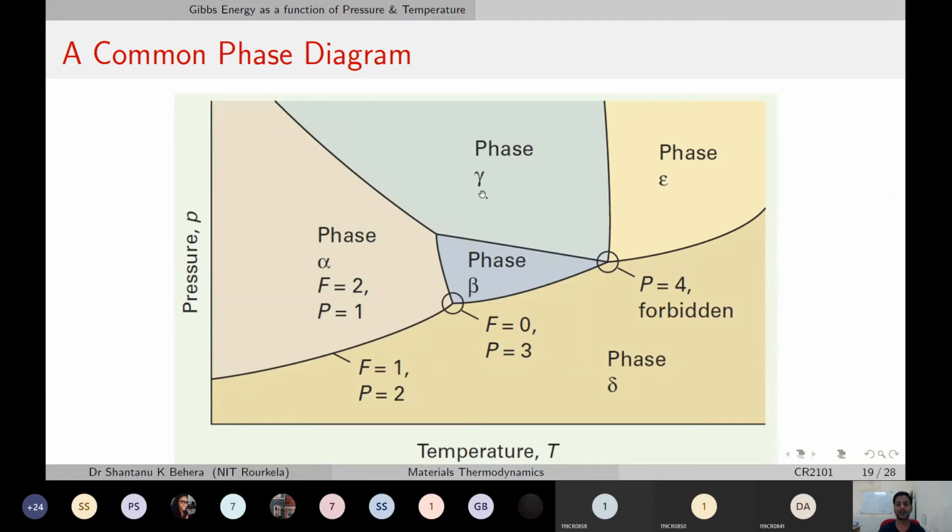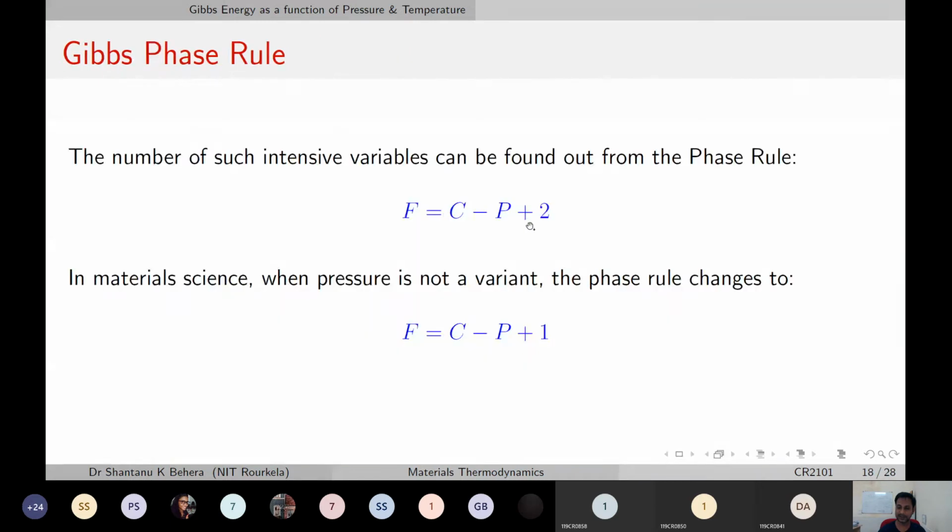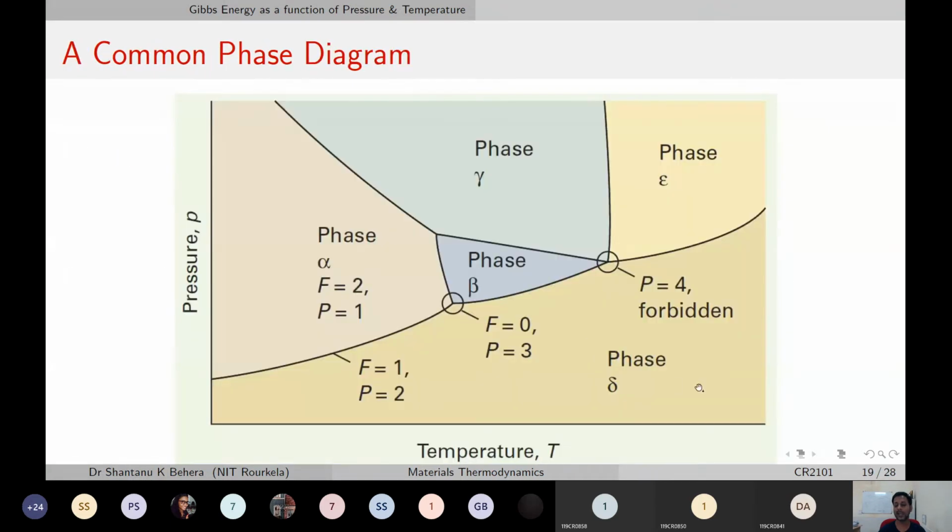This is the primary phase field of the gamma phase. This is the primary phase field of the epsilon phase. This is for the beta phase, and this is for the delta phase. So these regions are single phase, single component regions, and by virtue of this rule, you can always change pressures and temperatures, of course bounded within a range. You can change those thermodynamic parameters without causing any transformation of that particular phase.